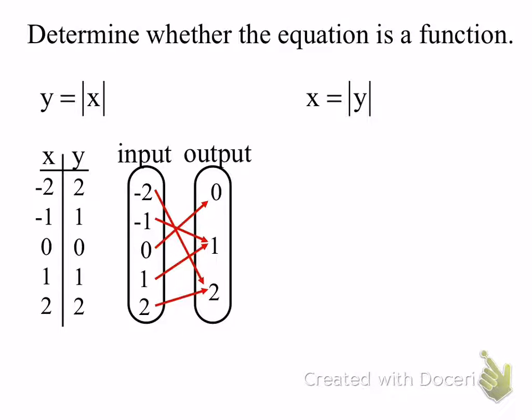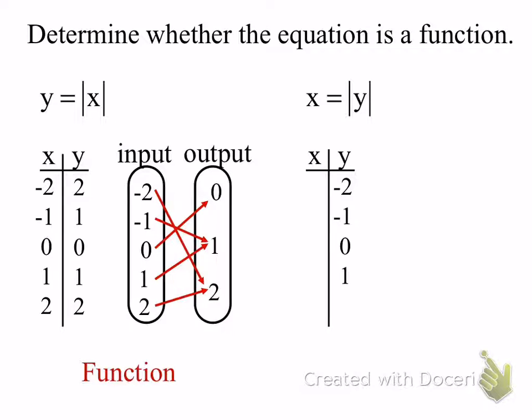Now look at this next one. They switch the x and y values. They're making y the input and x the output or the result. So this time I'm choosing my y values, right? Choose some negatives, some positives. What's my x going to be? 2, 1, 0. It's going to be positive 2. 2, 1, 0, 1, 2.